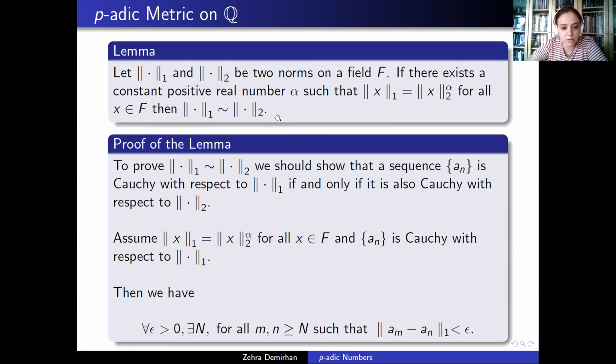In the proof of this lemma, we will use the definition of equivalent norms. So we will try to show that a sequence a_n is Cauchy with respect to norm 1 if and only if it is also Cauchy with respect to norm 2. But today, I will do one side of this if and only if statement, since the other side is similar. So let's start by assuming this equality holds, and further assume that a_n is a Cauchy sequence with respect to norm 1. By the definition of Cauchy sequences, we know that this means the terms of a_n are getting closer to each other after some point n with respect to norm 1. So we would like to prove a similar result for norm 2 as well.